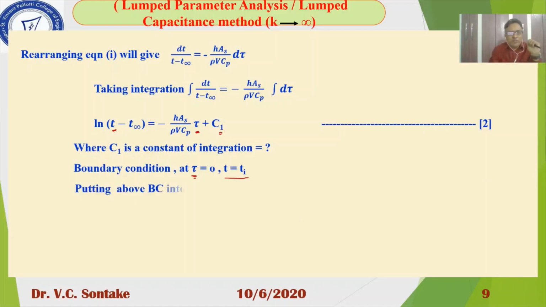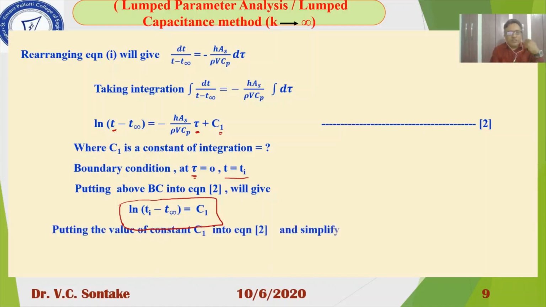If I put this boundary condition into equation 2, it will give me log of Ti minus T infinity is equal to C1. Because in this equation, if you put tau is equal to 0, this entire term will become 0. So I will get the value of C1 as log of Ti minus T infinity.